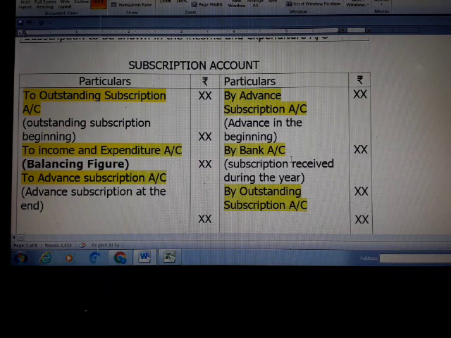As you all know, subscription is an income to a non-profit organization. So all incomes will definitely show a credit balance, right?